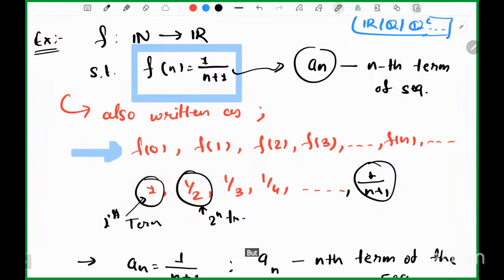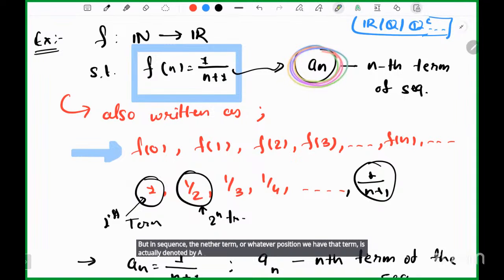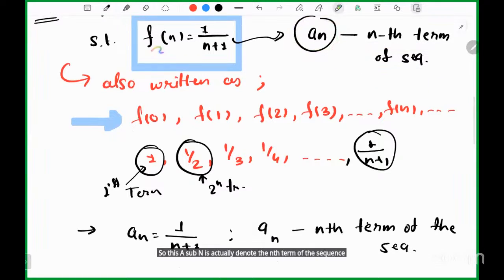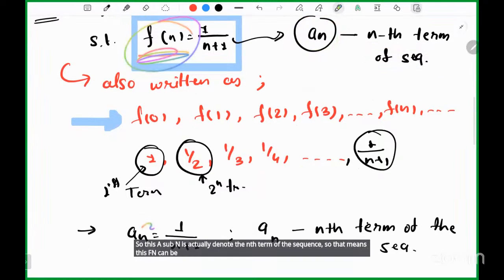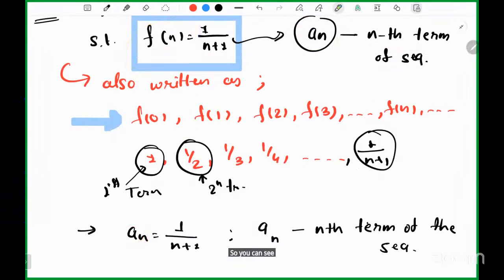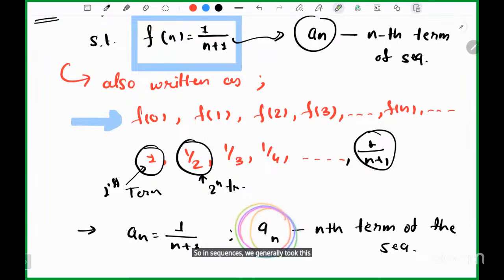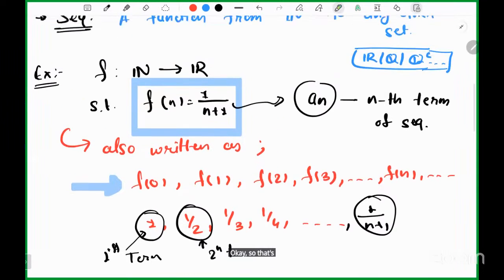But in a sequence, the nth term, or whatever position we have, is denoted by a sub n. So this a sub n actually denotes the nth term of the sequence. That means this f of n can be replaced by a sub n. So you can say that a sequence is defined like a sub n, where a sub n is 1 upon n plus 1. So the term of the sequence is defined by this particular expression. In sequences, we generally use this notation a sub n in place of f of n. Okay, so that's all. These are the notations of a sequence.